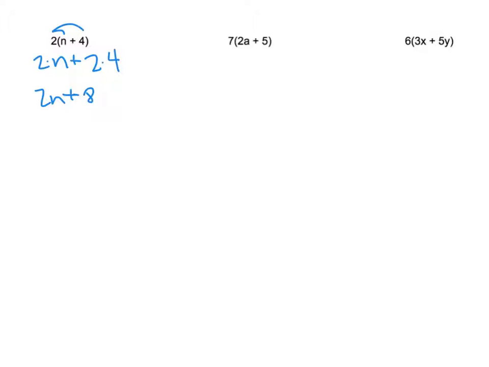For our next example, 7 times 2a plus 7 times 5. 7 times 2a, remember 2a is 2 times a, so this is really 7 times 2 times a. And with multiplication, it doesn't matter what order we do it in, so we don't necessarily have to do 2 times a before we multiply by 7. We can instead do 2 times 7, which is 14, and we know that gets multiplied by a to give us 14a, plus 7 times 5, which is 35.